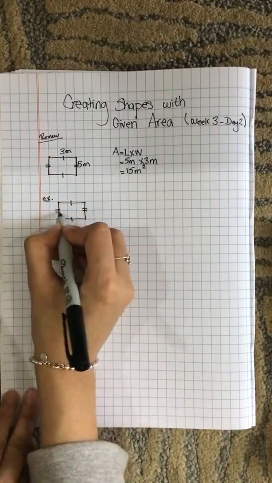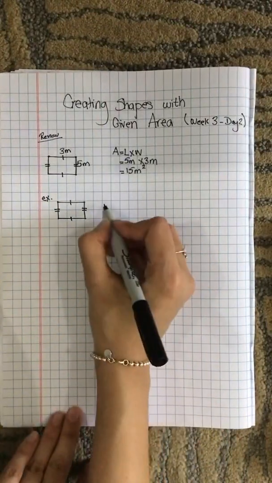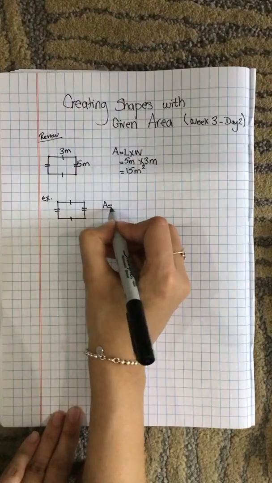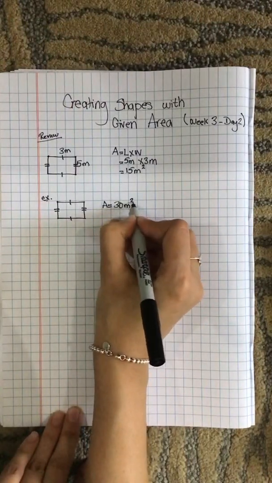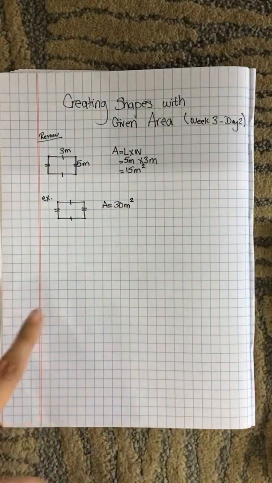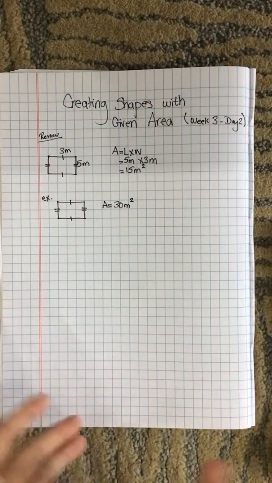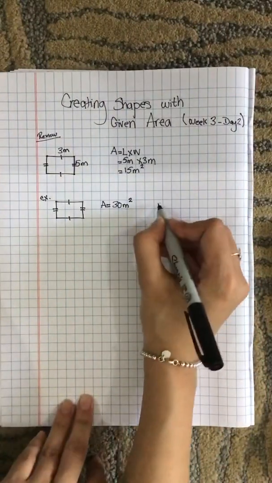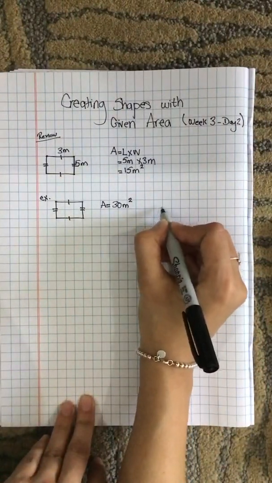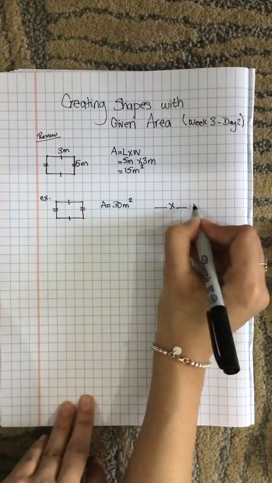These two have to be the same. I don't know what they are, but I know for a fact that my area, let's say my area is 30 meters squared. Okay? This is always very easy. Area is very easy. All you're going to do is think of any 2 numbers that multiply to equal 30. So you just think of something times something is equal to 30.